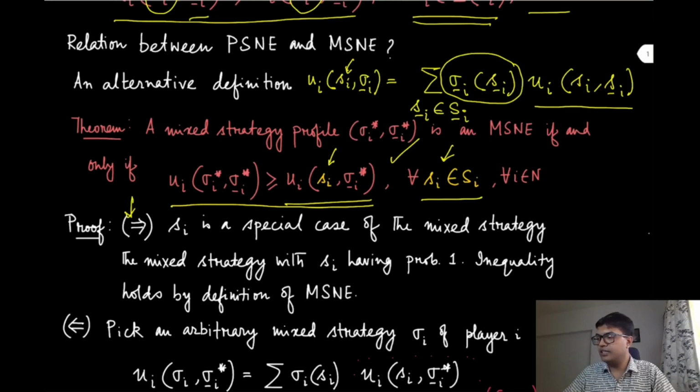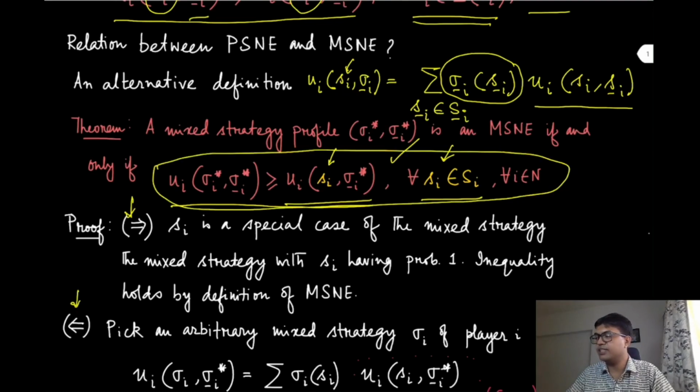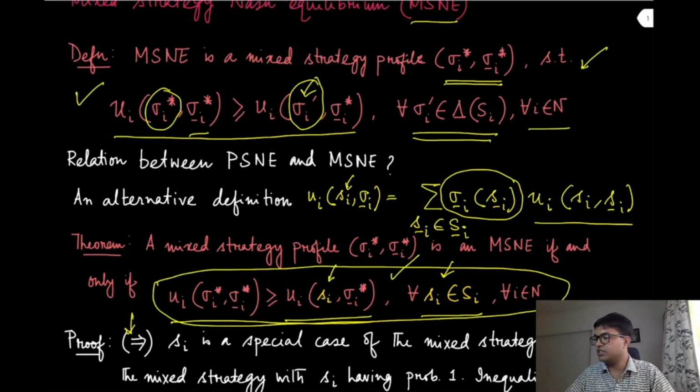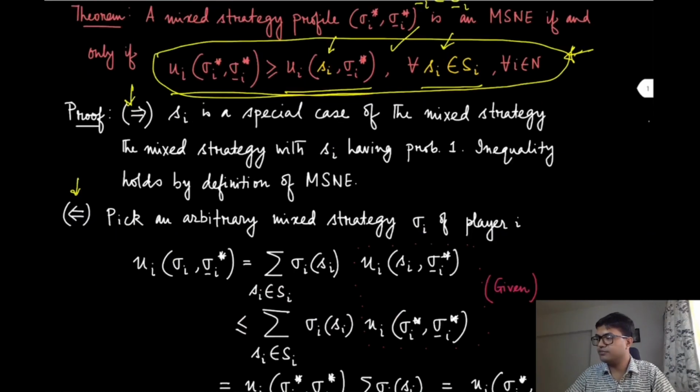Now the interesting direction is the other direction, where we are given this inequality. This inequality holds for every S_i in capital S_i and for every agent i in N. Then we will have to show that this is a mixed strategy Nash equilibrium according to this original definition. So we'll have to start with this bunch of inequalities here, and we'll have to show this inequality. So let us try to do that.